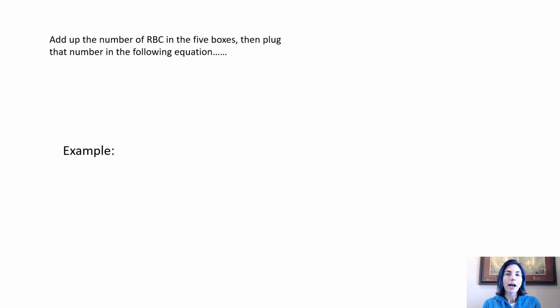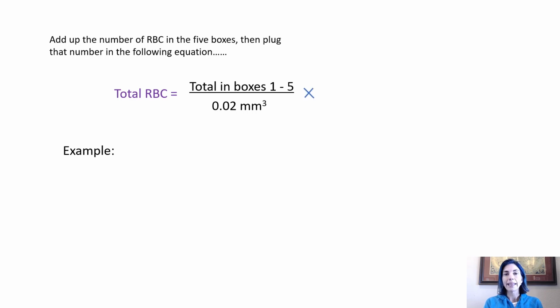I'm going to briefly show you how to calculate your total red blood cell counts from squares 1 through 5. You're going to put the total number on the top and then divide it by 0.02 millimeter cubed, because that's the space that you actually measured in. Then you multiply that by the original dilution factor. Remember, we did a 1 in 200 dilution to start with, so the real concentration of red blood cells is going to be 200 times whatever we count on the slide. We need to account for that dilution factor, so we multiply by 200.